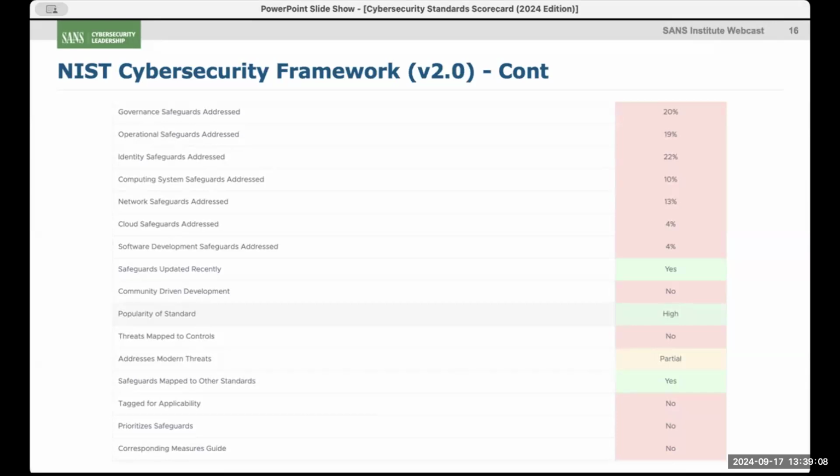So there's obviously a lot missing. Certainly there's a prioritization just by the fact that they've included or not included safeguards, but that's the reality, right? There's a certain amount that's there and a certain amount that's also missing. But they get a green for being updated recently. Very popular, right? They get some points for that. They get some partial credit for addressing modern threats. In some cases they do, in other cases they don't. So you see this overall scorecard view in place.